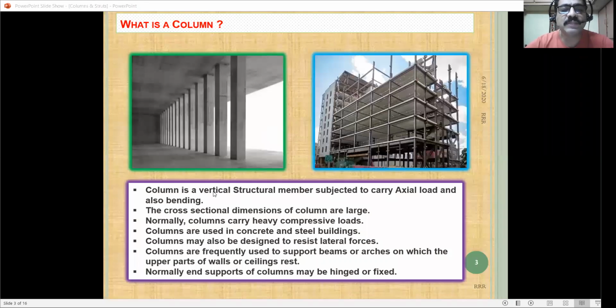So column is a vertical structural member. Please remember, column is a vertical structural member subjected to carry axial load and bending.